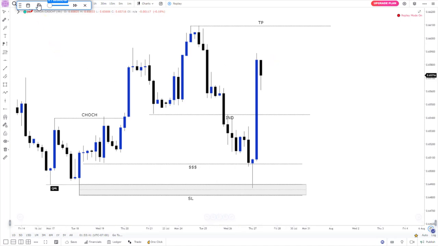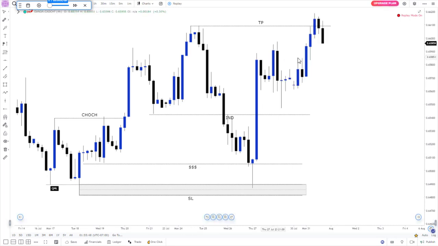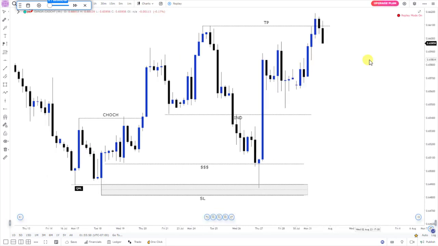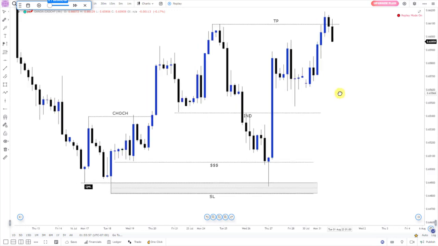So this is a very good setup, and let's see if price was able to get to our profit target. And you see price takes that high. Very simple and very easy to trade. Okay, this is a very simple setup, the QML setup.